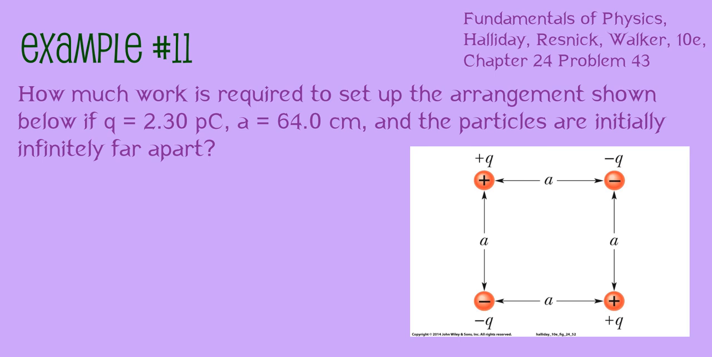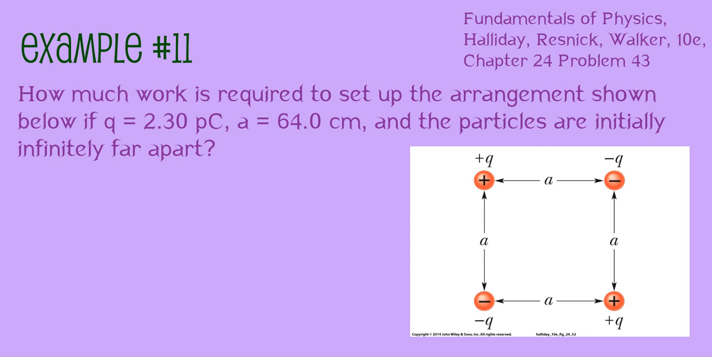This is problem number 43 in your textbook. We have 4 point charges, 2 that are plus Q and 2 that are minus Q, arranged in a square with a side length of A. We're asked to find how much work is required to set up this arrangement if all of the particles start out initially infinitely far apart. Basically, another way of asking this would be, what's the potential energy of my system?